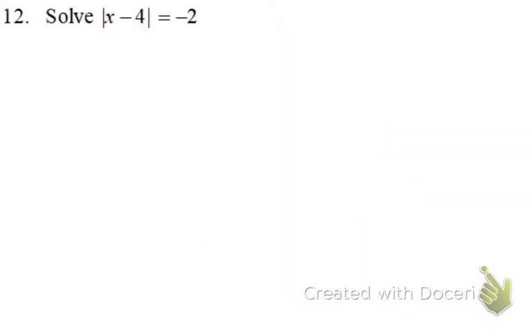Absolute value by itself equal to a negative is no solution. You can write the words empty set, empty set symbol, or the words no solution. You can't take the absolute value of something and get a negative.